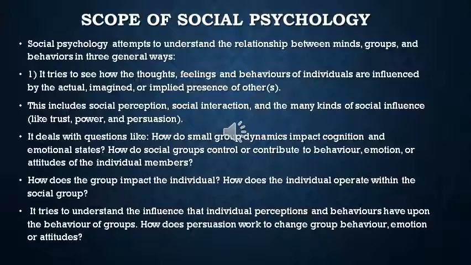How does persuasion work to change group behavior, emotion, or attitudes? And accordingly, how can the group convince the members of the group to change their behavior, emotion, or attitudes? For example, as we live now with the coronavirus, groups are trying to persuade people to stay at home. So we change our behavior to take care of public health, and accordingly our emotion towards what is going on all over the world, and our attitudes, and accordingly our behavior will be changed.